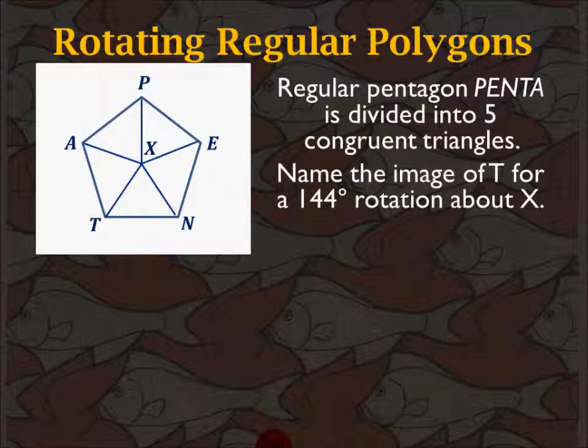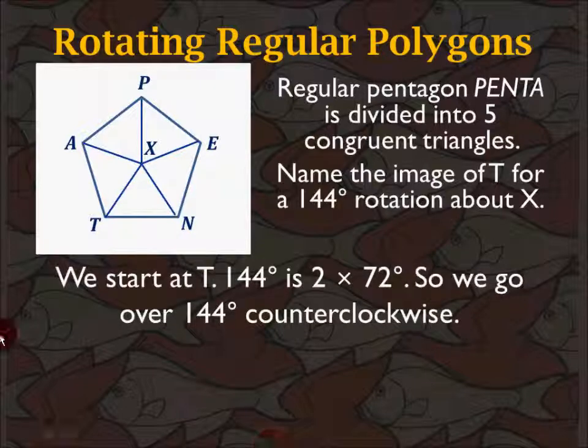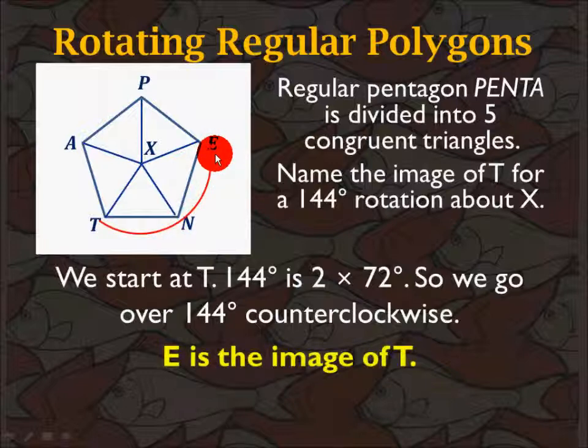Now, name the image of T for a 144 degree rotation about X. Give this one a shot yourself. Alright, we start at T. We're going to go 72 times 2 counterclockwise. So we go from T to N, and we go from N to E. And so E is the image of T.